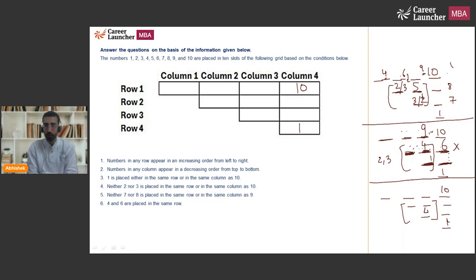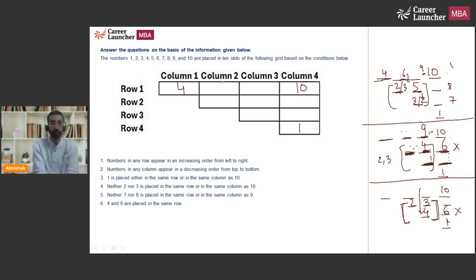Do 4 and 6 belong to the third row? Let's check. If 4 and 6 are here, problem. Where do I put 2 and 3? 2 and 3 I would then have to put here, right? Away from 10 in the same row and column. And now this violates the decreasing order. 3 is smaller than 4, not bigger. And thus I can't even put 4 and 6 in the third row. Can't put in the second row. Only possibility is 4 and 6 here.